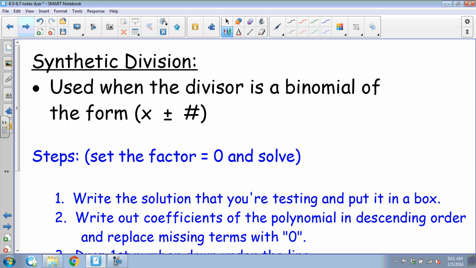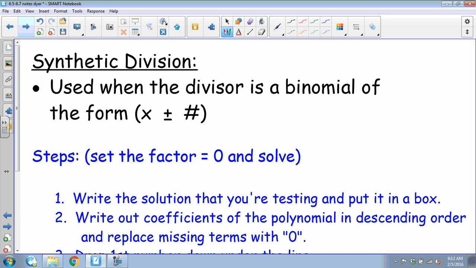It's used when the divisor, what you're dividing by, is in the form of x plus or minus some number. If it is divided by x squared plus something, or x to the third, you have to use long division. But if you're dividing by x to the first plus or minus some number, you can use synthetic division, and it's much shorter and much faster. So to find the second factor, you should use synthetic division because it's a lot faster and it decreases the amount of mistakes you can make.